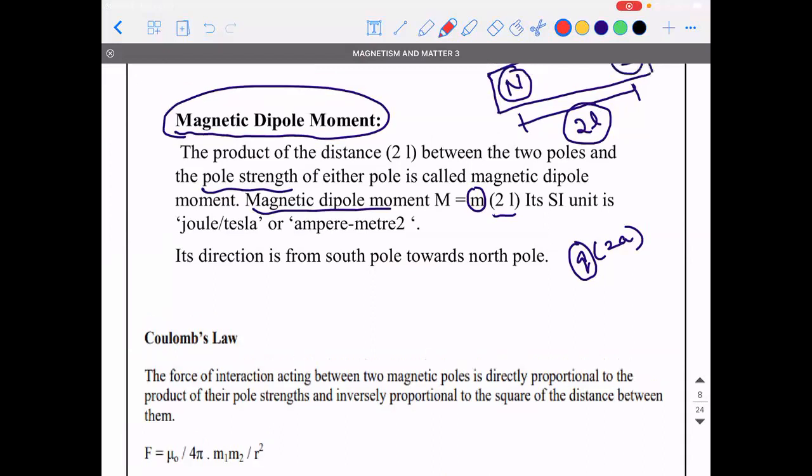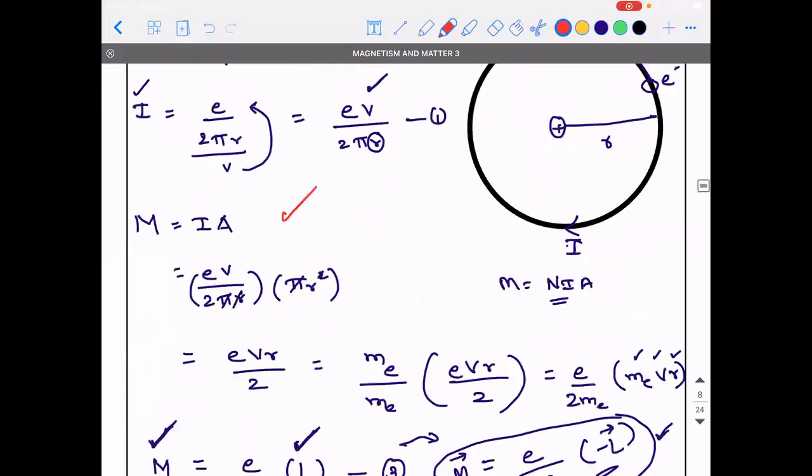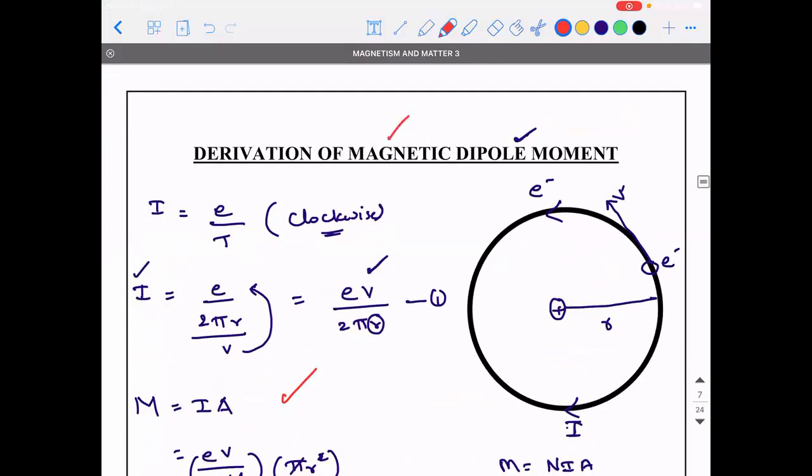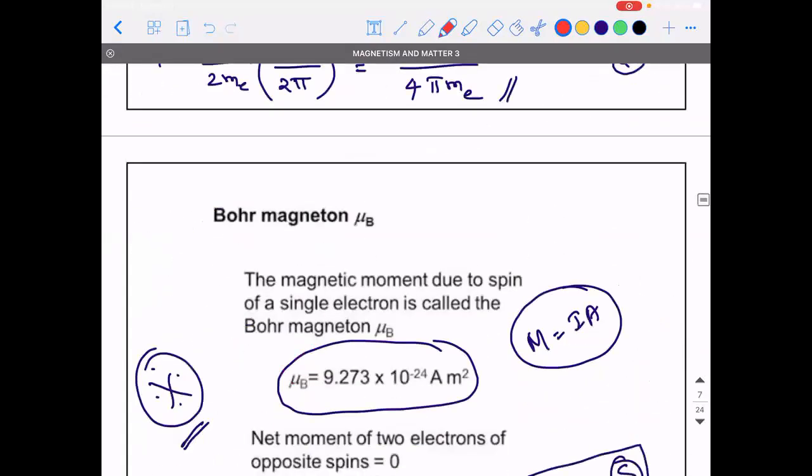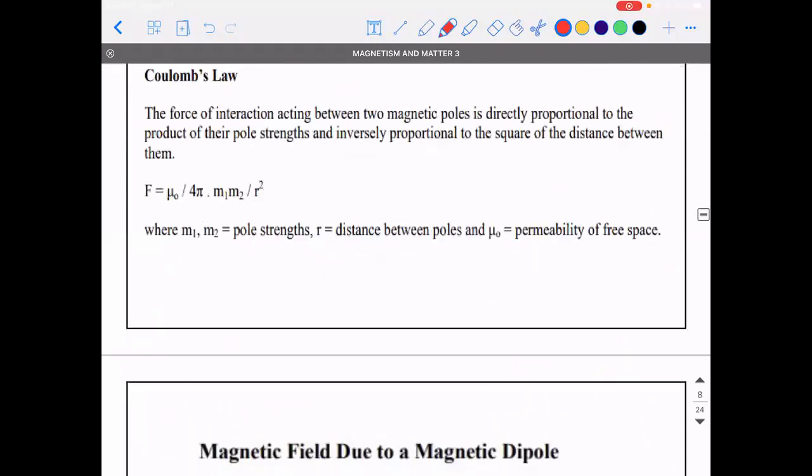Yeah, last class I was discussing this thing, right? I is equal to e by T. This is the derivation we saw: derivation of magnetic dipole moment of an electron which is revolving in an atom, right?